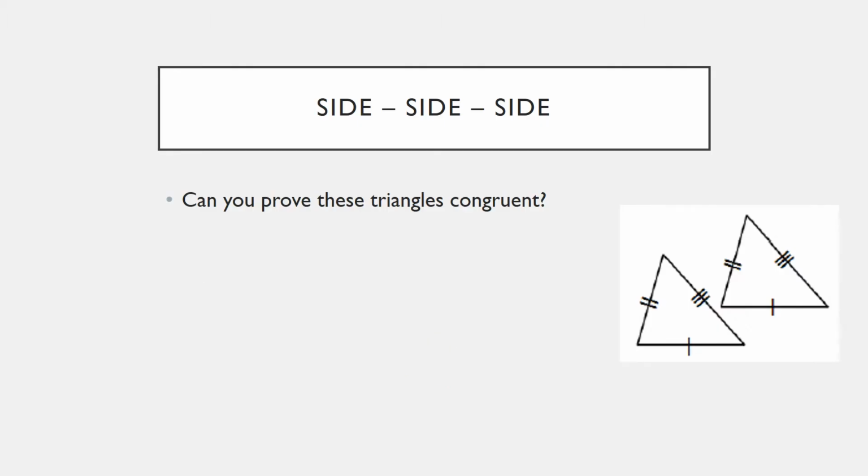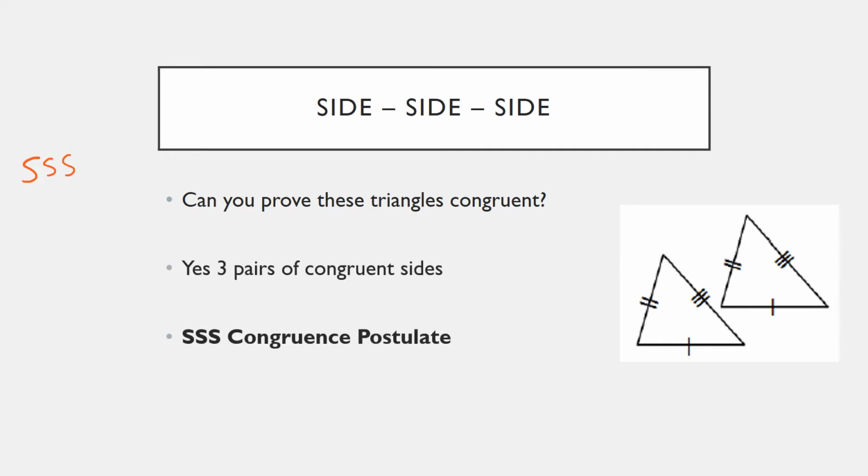So the first thing we're going to talk about is side, side, side. When I write S, S, S, we talked a little bit about this when we talked about Billy Bob's, but can we prove these triangles congruent? If I have three sides the same in two triangles, can we prove them congruent? The answer is yes. If you have three pairs of congruent sides, we call this the SSS congruence postulate, where all of the S's stand for the word side. So why don't you take a second, get this written down in your notes, and we'll move on to an example.